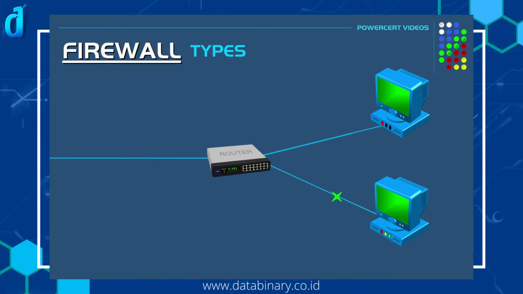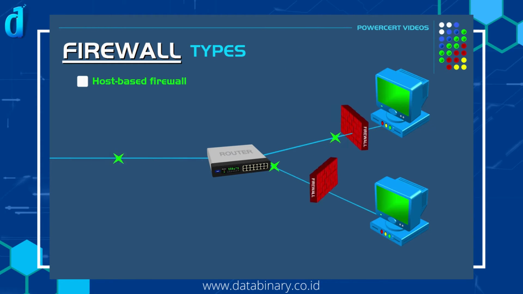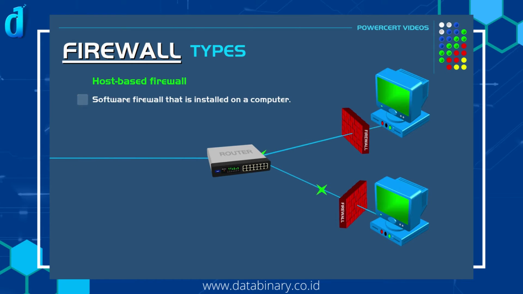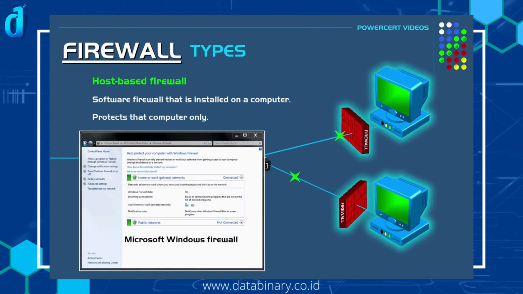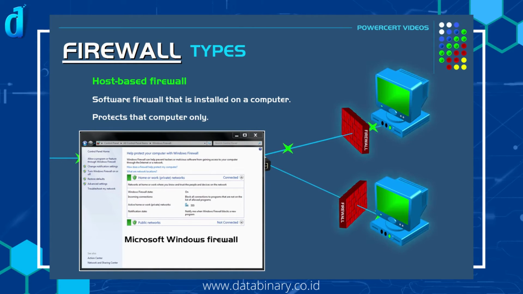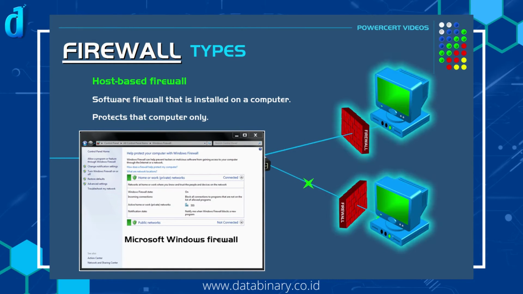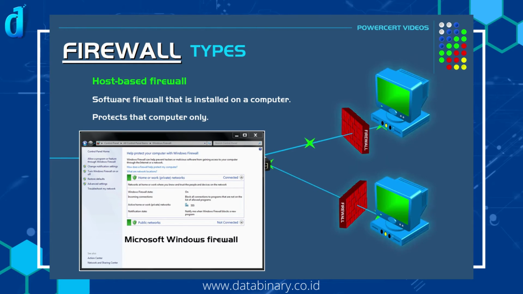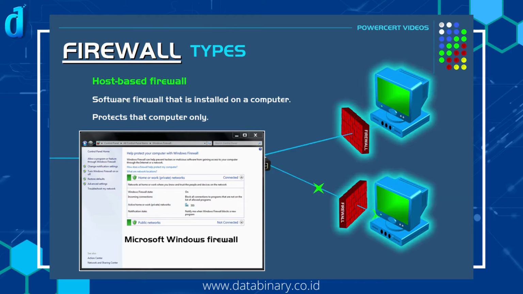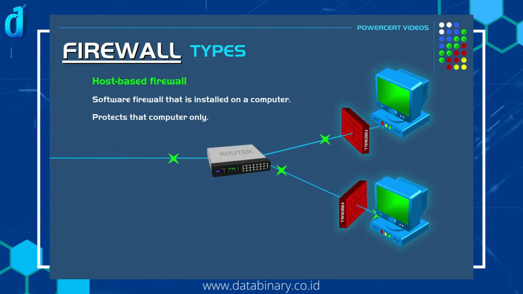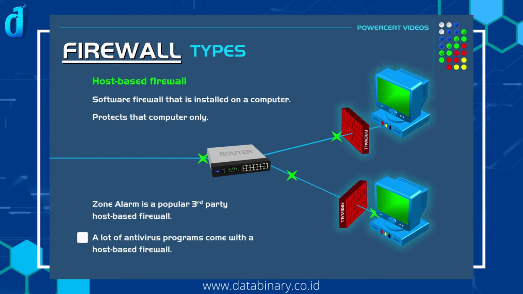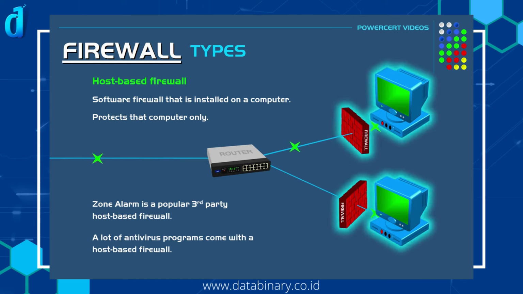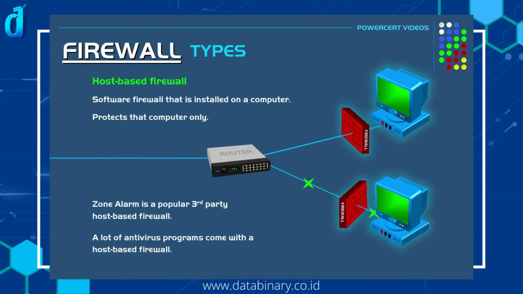Now, firewalls do come in different types, and one type is called a host-based firewall, and this is a software firewall. This is the kind of firewall that is installed on a computer, and it protects that computer only and nothing else. So for example, later versions of Microsoft operating systems come pre-packaged with a host-based firewall, and you can see that example here. And there are also third-party host-based firewalls that can be purchased and installed on a computer. For example, ZoneAlarm, which is a popular third-party host-based firewall. And also a lot of antivirus programs will have a built-in host-based firewall.